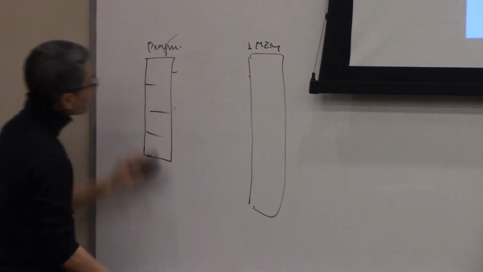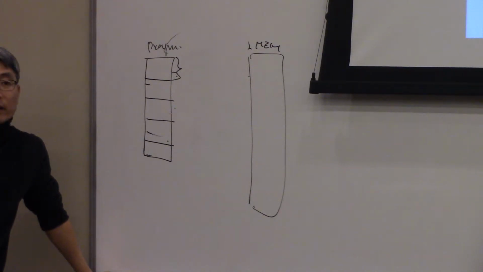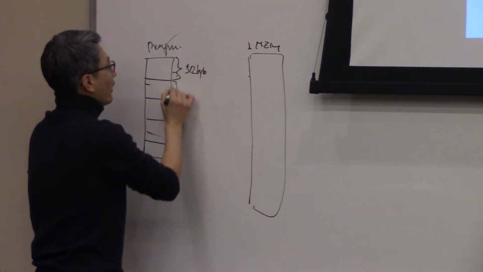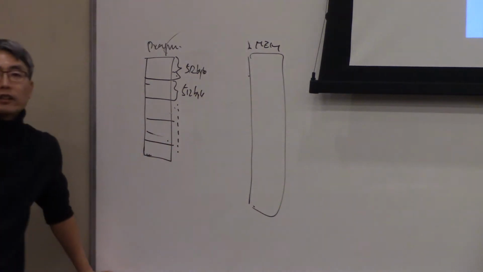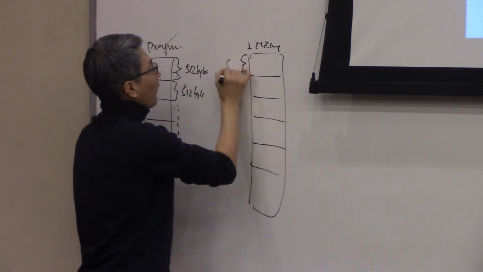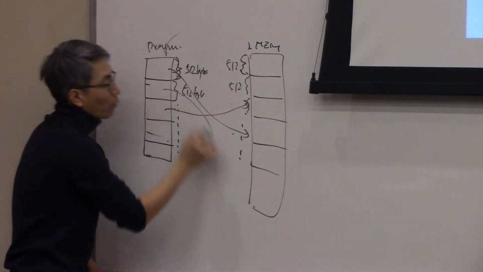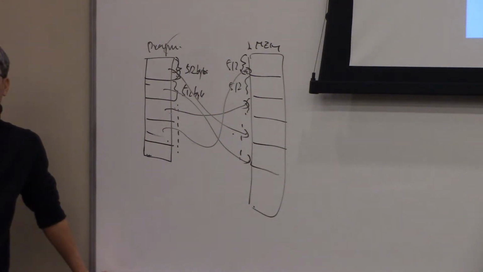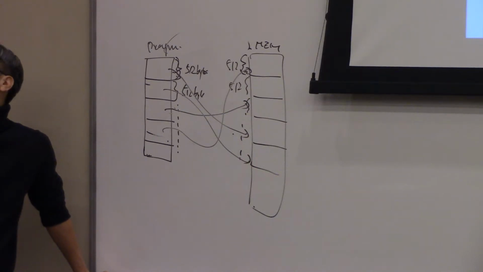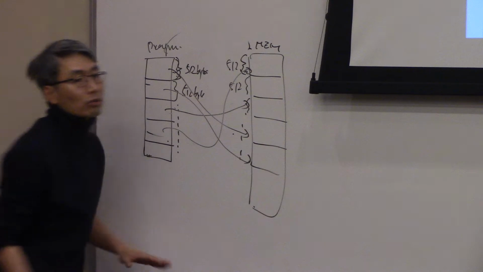To implement that idea, we divide our program by a fixed length unit. Let's say this is 512 bytes, and another 512 bytes, and so on. We divide by the same size of unit, and we also divide the memory by the same size: 512 bytes, 512 bytes, 512 bytes. Then we allocate unit by unit whenever we need. It's a similar idea to segmentation, but with segments we don't know the size. It depends on the meaningful chunk, so if the module is big the segment will be big, and sometimes small. So we cannot guarantee allocation even though you have free space.